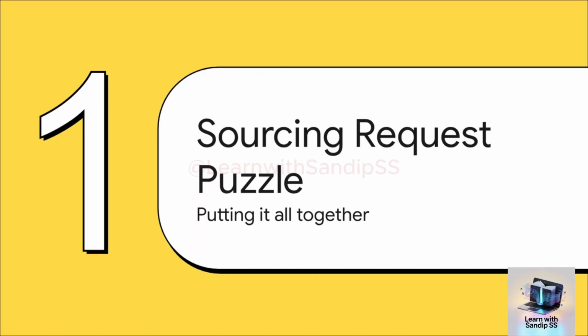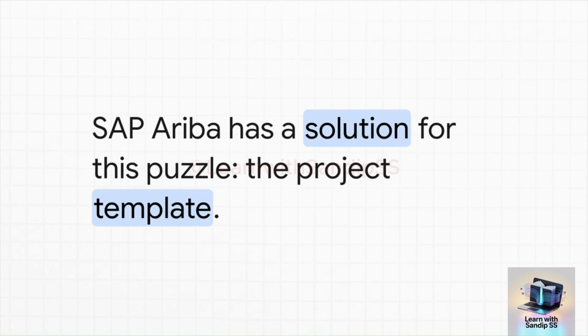So let's think about this like it's a puzzle. You've got all these different pieces of information that have to come together just right to create a sourcing request. The big question is, how do you make absolutely sure that all those pieces fit together perfectly every single time? Well, the good news is SAP Ariba already gives us the solution to this puzzle, and it's called the project template. This is the exact tool designed to bring some order to all that potential chaos and make sure everything lines up right from the get-go.